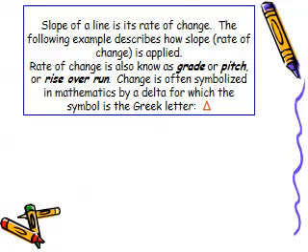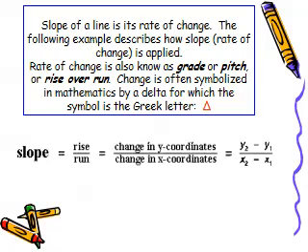So the slope of a line is its rate of change. This example describes how slope is applied. Rate of change can be called a couple different things, the grade or the pitch, and change is often symbolized with this little letter that looks like a triangle called delta. So these are a bunch of different words for rate of change or slope. It might be a good idea in your notes to write down slope or grade or pitch or rise over run or delta. Not this whole paragraph word for word, but the important key information.